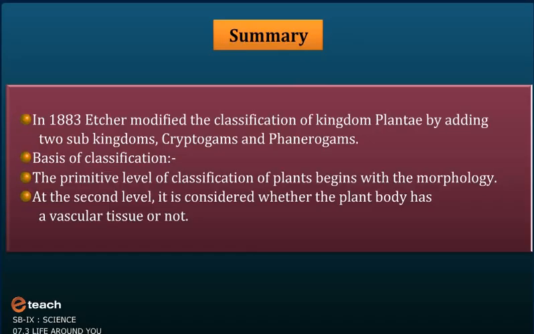Summary. In 1883, Eichler modified the classification of Kingdom Plantae by adding two subkingdoms, cryptogams and phanerogams. Basis of classification. The primitive level of classification of plants begins with the morphology. At a second level, it is considered whether the plant body has a vascular tissue or not.